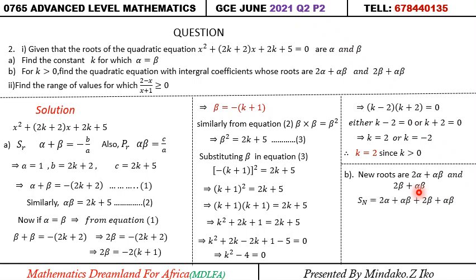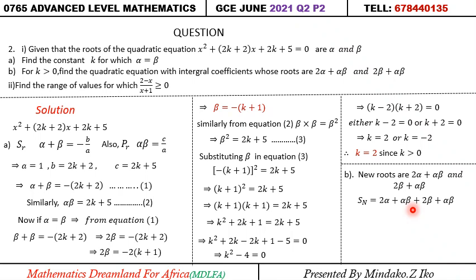Now we're looking for the sum of new roots, and the product of new roots. Since they have asked us to find the quadratic equation, we have to look for the sum of the new roots. Since they gave us these two roots, we have to add them for the sum of roots. So the sum of roots is 2 alpha plus alpha beta plus 2 beta plus alpha beta.